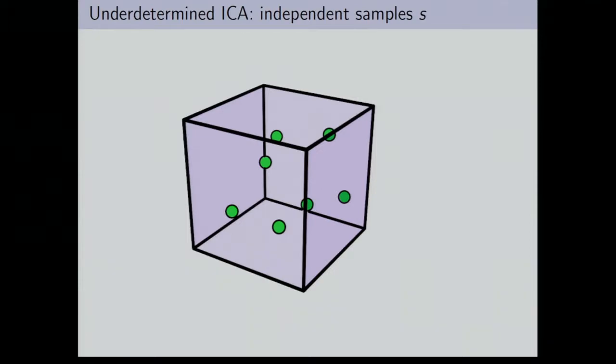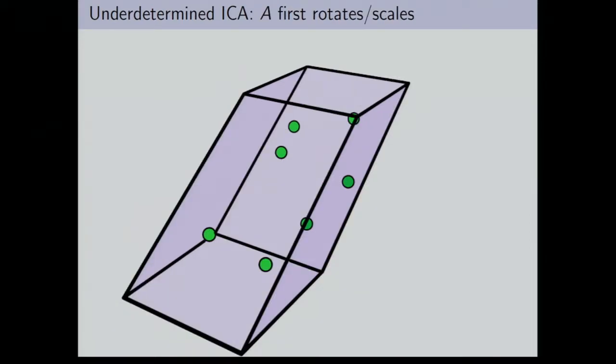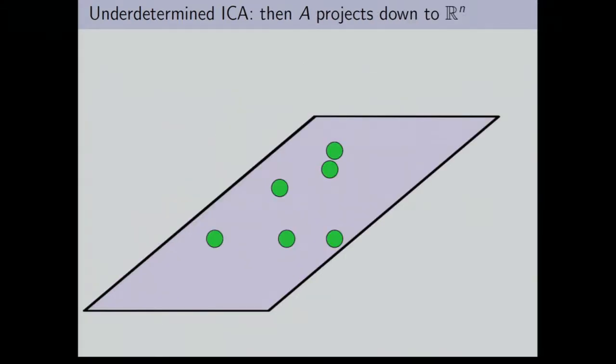You have independent samples there. The matrix A does two things. First thing it does is that it turns, for example, this uniform distribution into a parallelepiped. But what happens afterwards is that you have a projection. And so you lose tons of information. So I guess it's a little bit surprising that you can solve the underdetermined case at all.